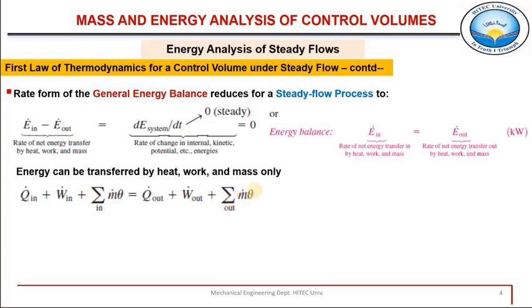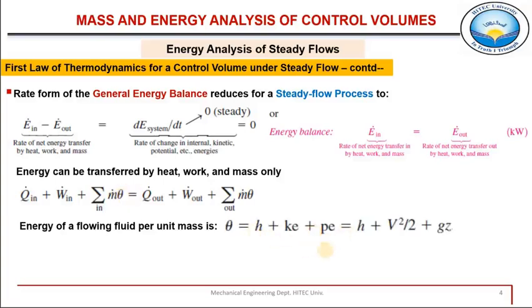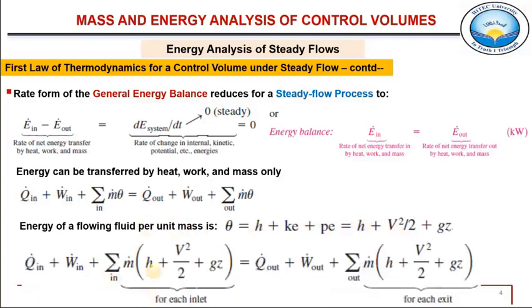the system. And what is theta? Theta represents the energy of the mass. And for a flowing work, we know energy of this flowing fluid per unit mass. This theta is actually consist of these three parts which we have studied or discussed in the last slide, that this theta is equal to H plus KE plus PE, where H actually consists of two parts, U plus PV. Right, so just write here.